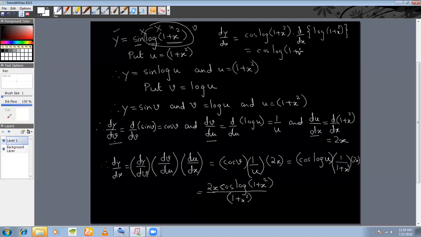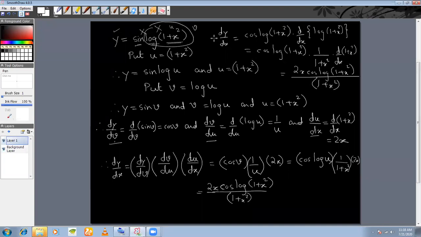1 plus x square. Then we have to differentiate log 1 plus x square to get 1 by 1 plus x square into the d/dx of 1 plus x square. And finally, d/dx of 1 plus x square is 2x. So 2x cos log 1 plus x square divided by 1 plus x square.